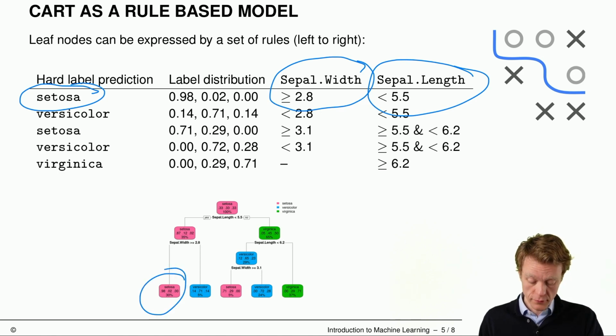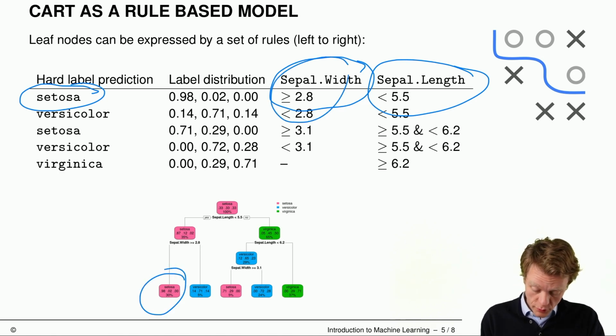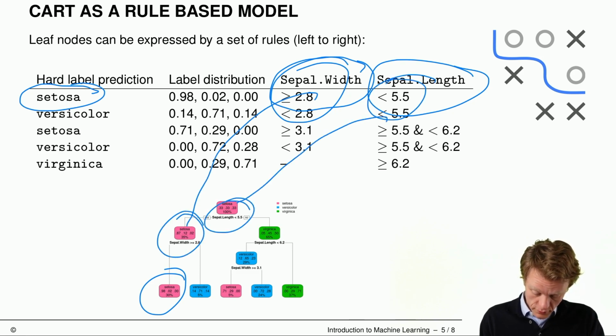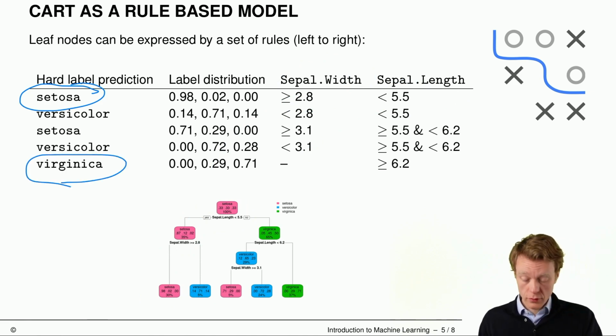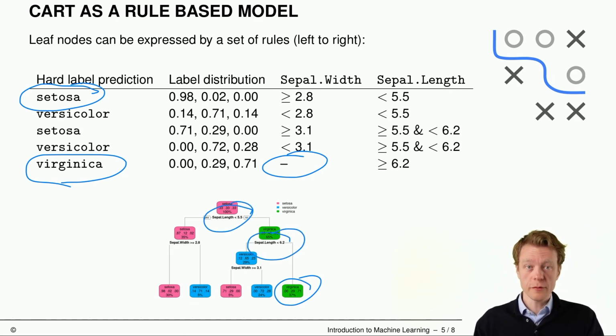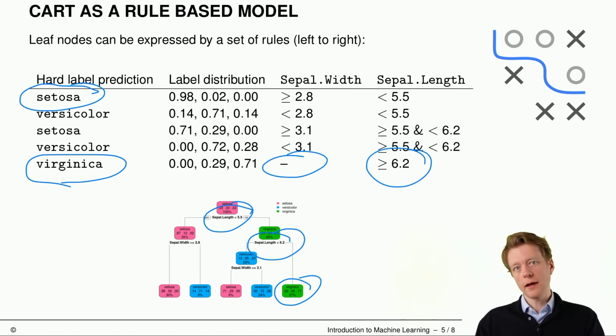And that's, of course, exactly the same thing here. So these 2.8 correspond to this node, and these 5.5 correspond to this node, or to these splits, let's say. And if we look at the Virginica node here, it's node 5 in this numbering, which is of course that one. Z-par width does not matter at all because we split 2 times with respect to z-par length. So as long as z-par length is larger or equal than 6.2, we end up in the 5th leaf, giving us a prediction of Virginica.